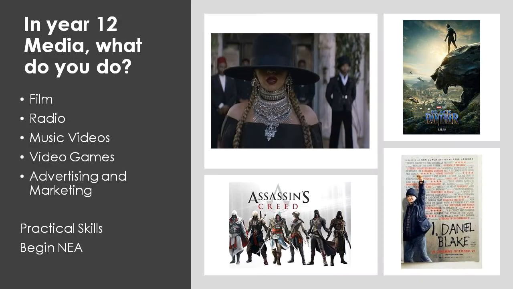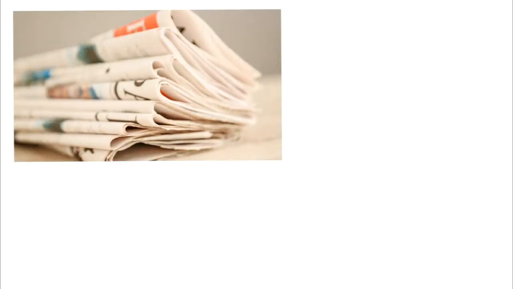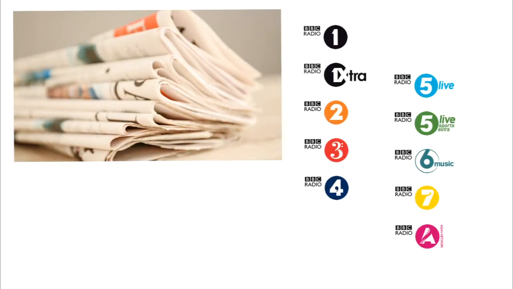So what will you do in Year 12? Well, Year 12 is a foundation year that provides you with a range of different media texts and knowledge of those media texts across different industries. So you'll be looking at film and a comparison, for example, of films such as Black Panther compared with an independent film such as I, Daniel Blake. You'll look at newspapers and radio, advertising and marketing.